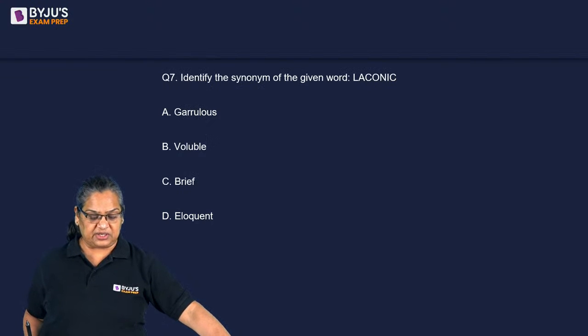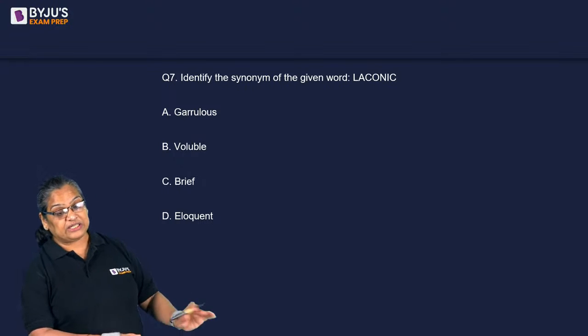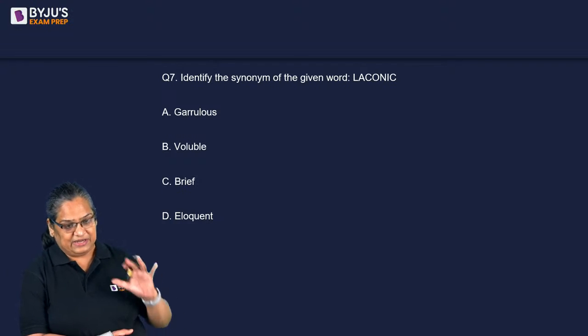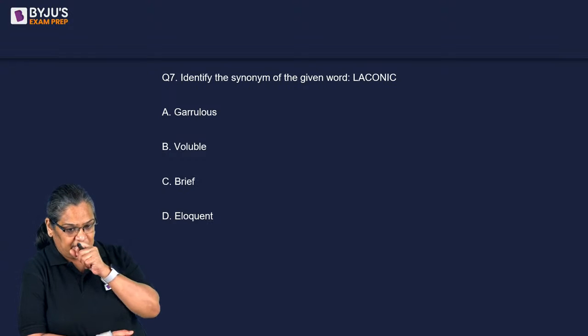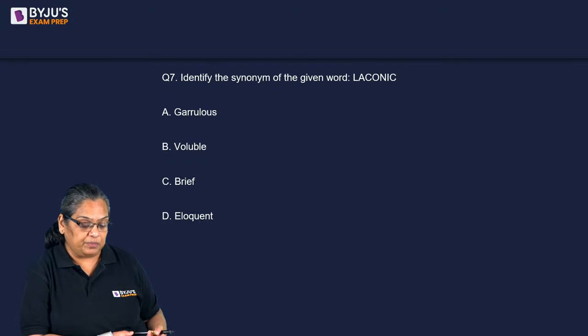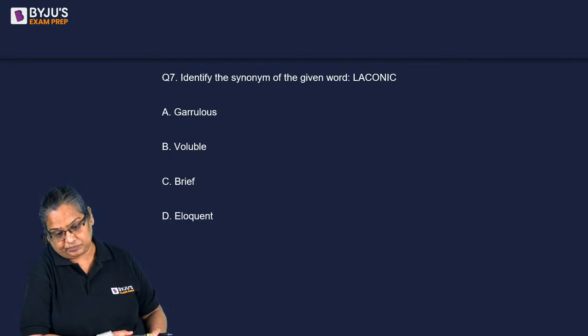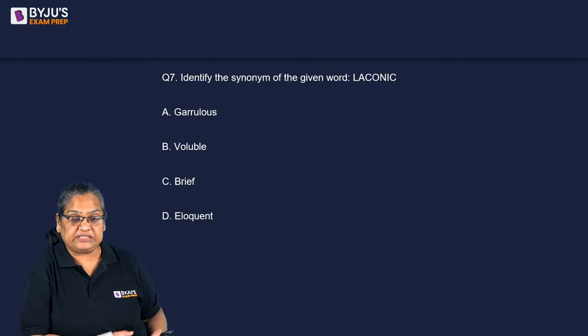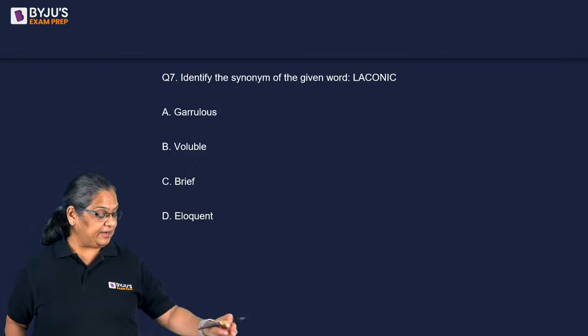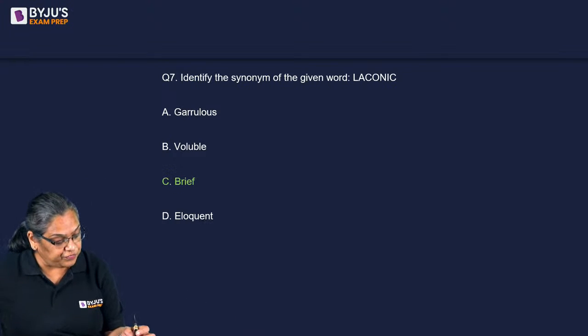Alright, let's look at your synonyms and antonyms. Some of the words I have done in my editorial analysis. There are certain words which are frequently asked, which I ask in any class, if I either find it in the passage or as part of the synonyms, antonyms question. Identify the synonym of the given word. Laconic: garrulous, voluble, brief, eloquent. Question 7. What is the answer? What is the meaning or synonym of laconic? Laconic means brief. Another word for brief is?